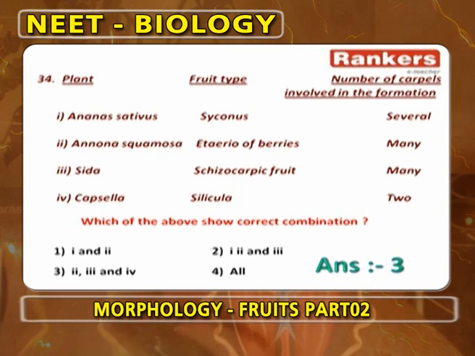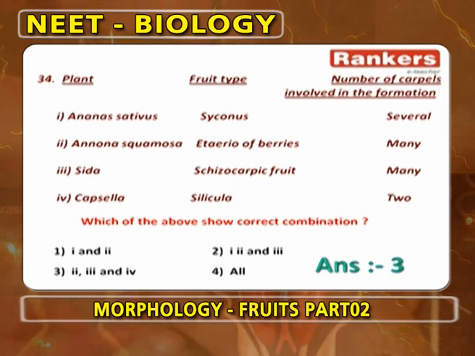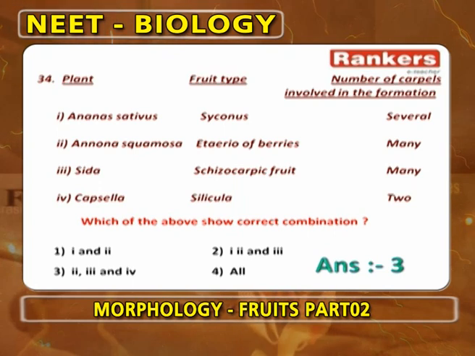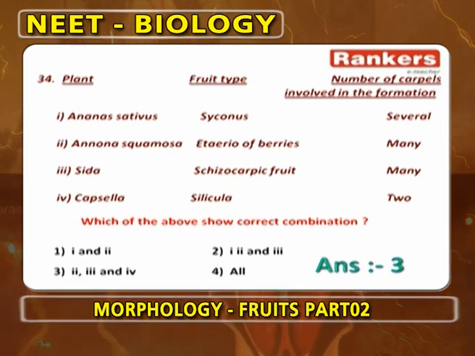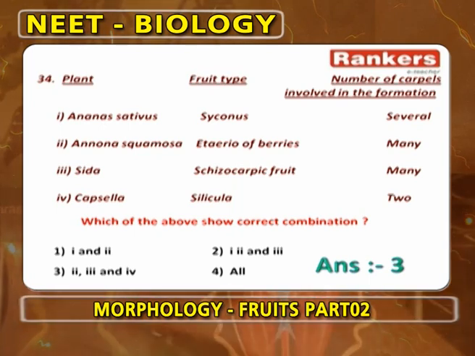So, the correct ones are Annona squamosa, etaerio of berries, many. Sida cordifolia, schizocarpic fruit, many. Capsella bursa-pastoris, silicula, 2. Wrong is Ananas sativus, Syconus, several. Syconus is not the fruit in Ananas sativus. In Ananas sativus, the fruit is Sorosis, a compound fruit. Answer is 3.